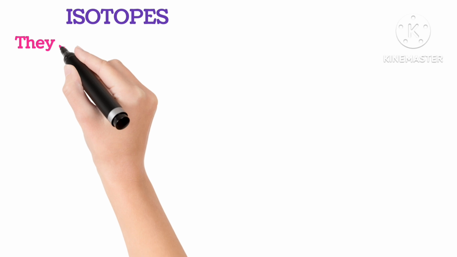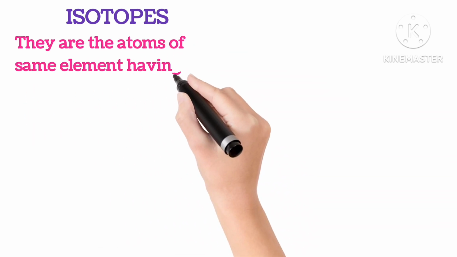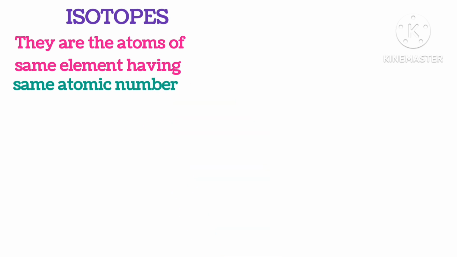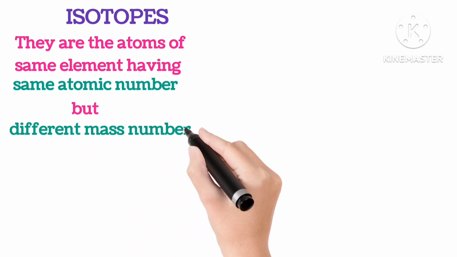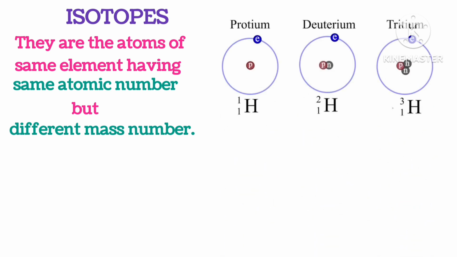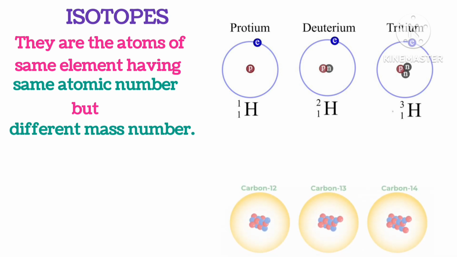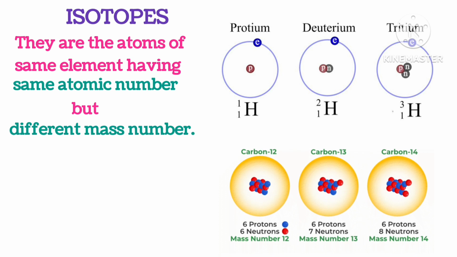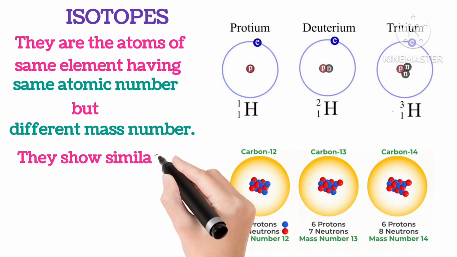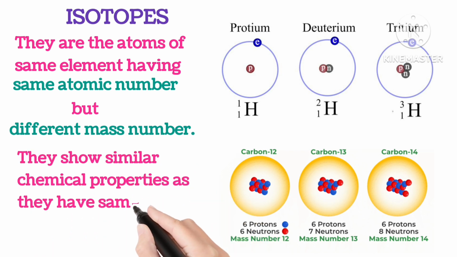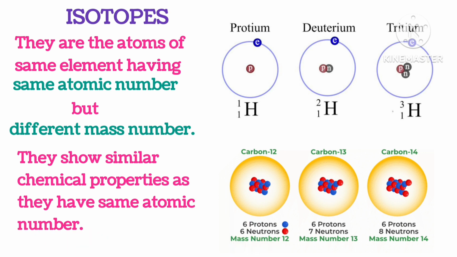Isotopes. They are the atoms of the same element having the same atomic number but different mass number. For example, a hydrogen atom has 3 different mass numbers. One is protium with mass number 1, deuterium mass number 2 and tritium mass number 3. Similarly, carbon atom also has 3 isotopes with mass number 12, 13 and 14. These isotopes show similar chemical properties as they have the same atomic number.